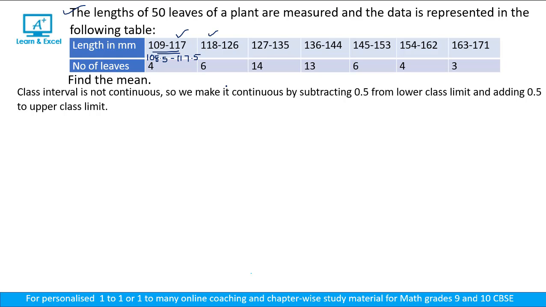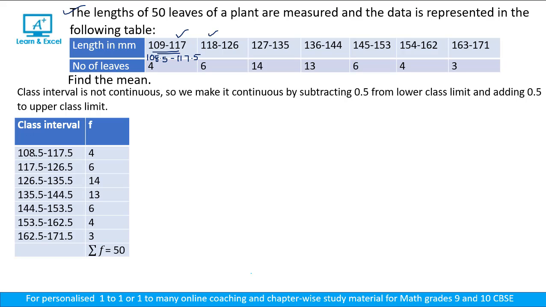Now we similarly write all the class intervals and make them continuous. We write the frequency. Next step is to add all the frequencies and write down. Here we are given sigma f as 50. If we are not given, then we will just add all the frequencies and write sigma f.